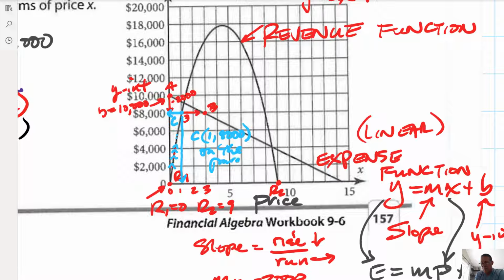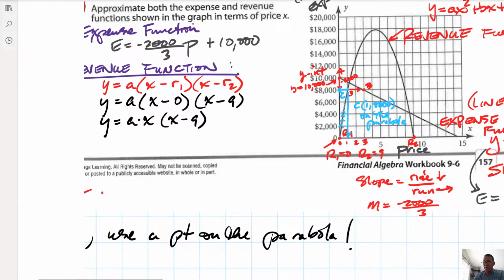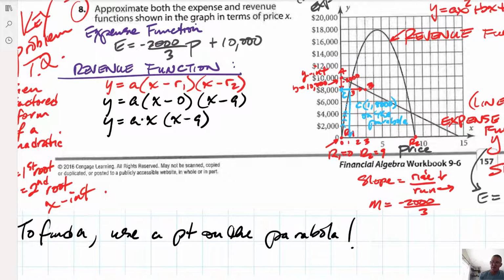Okay? So you pick a point on the parabola that you know. We know the coordinates because it lands on (1, 8,000). And so that's what we're going to use over here to find a. All right? So our goal right now is to find a. I don't know what it is. It's some negative number because the parabola opens down, but I don't know what it is. Okay, so we're going to use (1, 8,000).